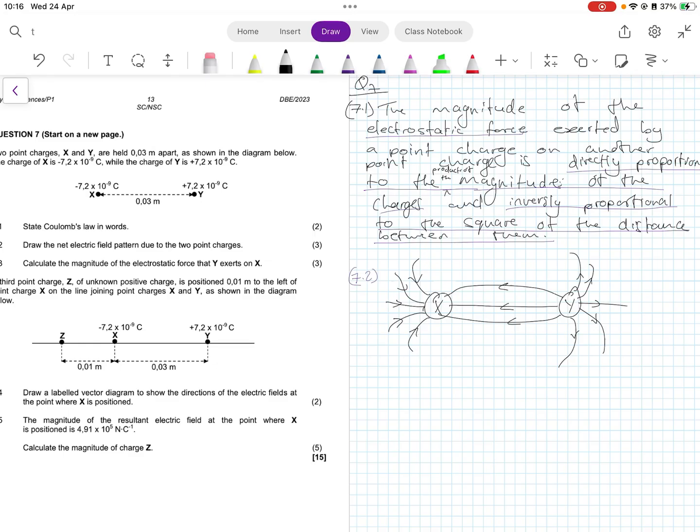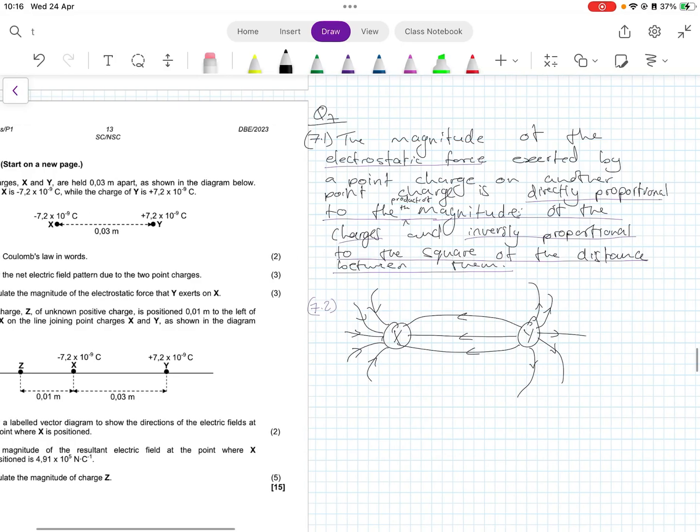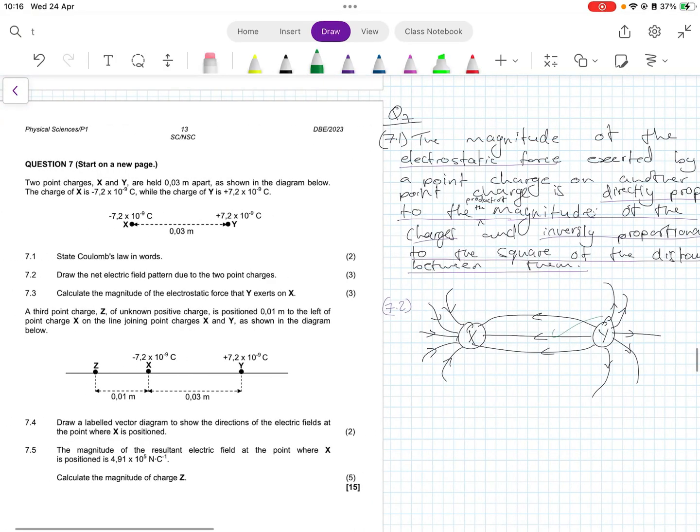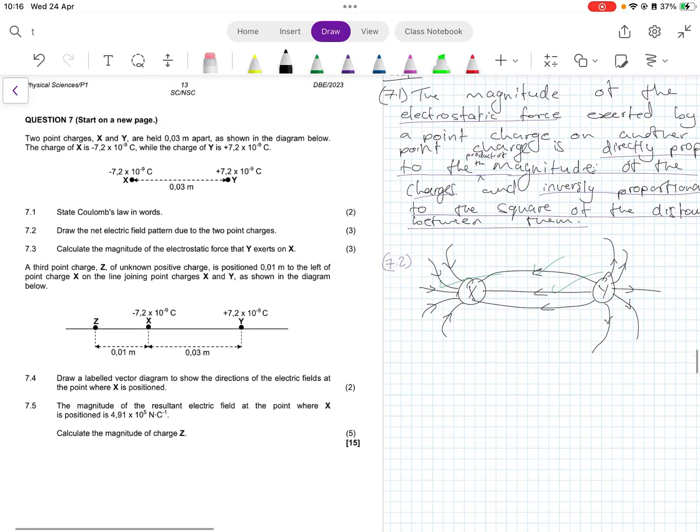Thus, you will then have this kind of shape, okay? You will get marks for correct shape. You will get marks for the correct direction from Y to X. And finally, the lines must not cross each other. And for that, you will get a mark. Let's go to 7.3.